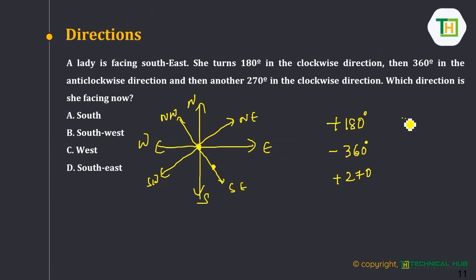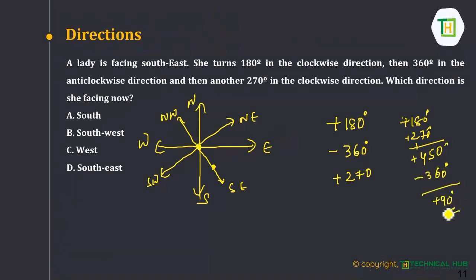Okay, plus 180 degrees plus 270 degrees. The result is 450 degrees, so plus 450 minus 360. What is plus 90 degrees? Plus 90 degrees means clockwise direction.